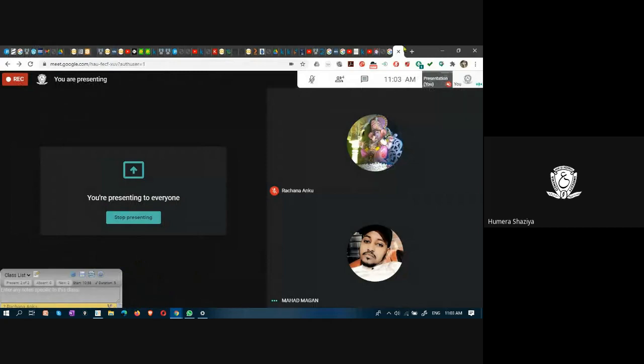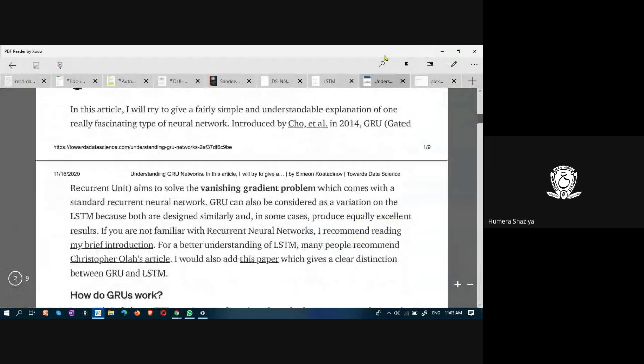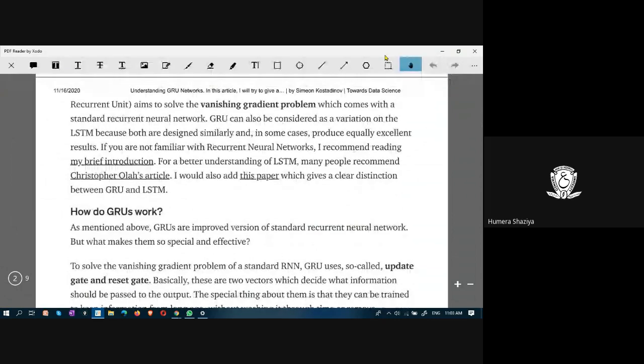Today we will study GRU. GRU stands for Gated Recurrent Units. We have learned about CNN in the beginning, followed by RNN, then LSTM. Now we'll look at GRU.